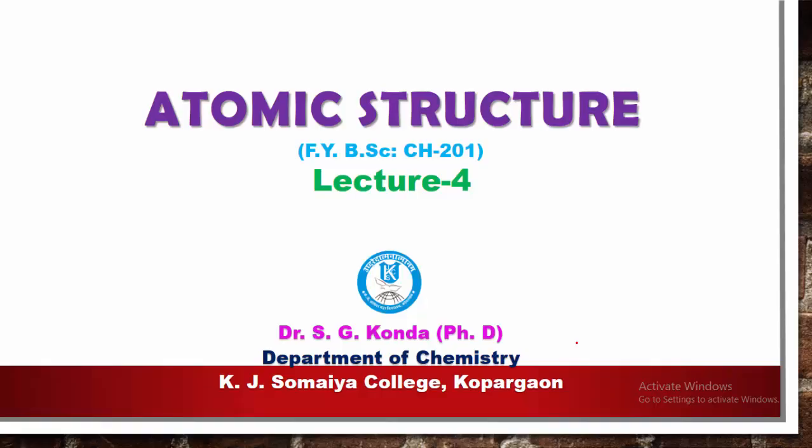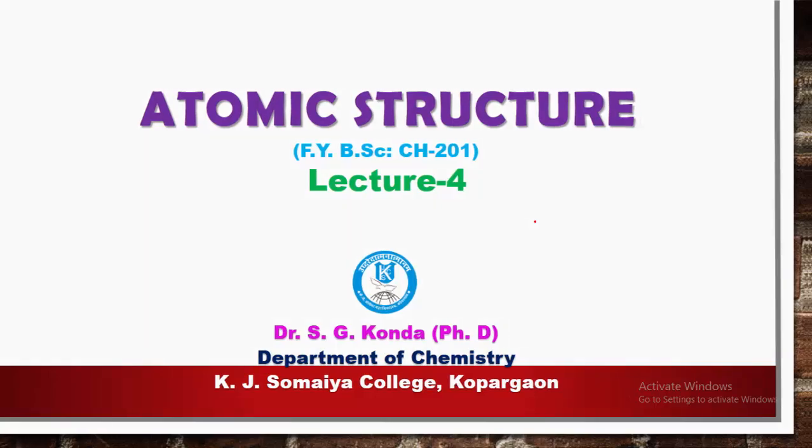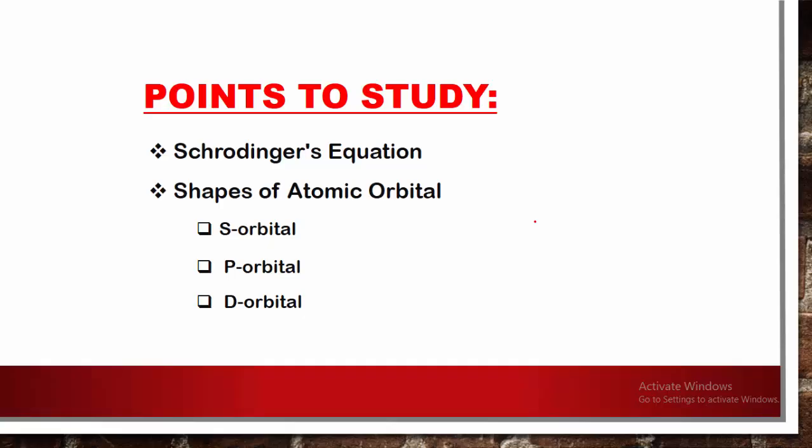In the last lecture, we studied Bohr's theory, the complete detailed description regarding postulates, radius of Bohr's atomic model, velocity, energy, as well as limitations. In this video, we are going to study very important things: Schrodinger's equation, as well as the shapes of atomic orbitals related to atomic structure, that is the s orbital, p orbital and d orbital.